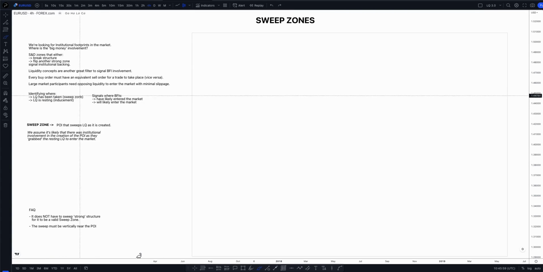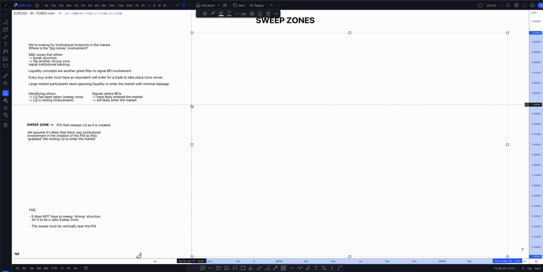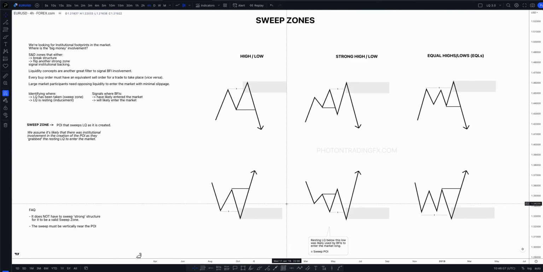So when we say it's been taken in the past, and it leads to the creation of a supply and demand zone, that is what we call a sweep zone, okay? And that signals where BFIs have likely entered the market. And this is where we kind of get some of these patterns like this, okay? So essentially, we are looking for, well, let me bring it back again.